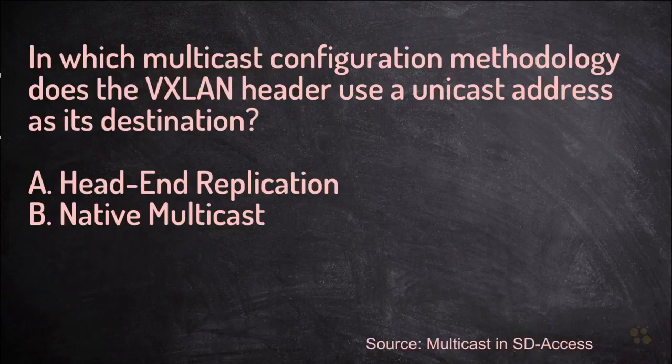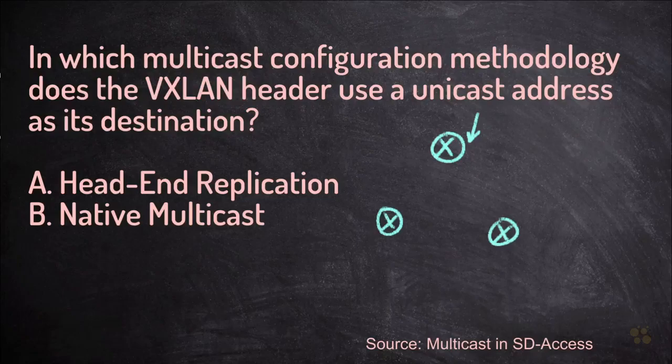Next question. In which multicast configuration methodology does the VXLAN header use a unicast address as its destination? Kind of an interesting way of wording this, but I really wanted to make sure that we understand what's happening underneath the hood of SDA when it comes to multicast. Remember that when we get a multicast packet in on a border node or an edge node, we need to decide how exactly we're going to get it to the destinations across the fabric. And Cisco gives us two different options for this, which incidentally is why we only have two answer choices here.